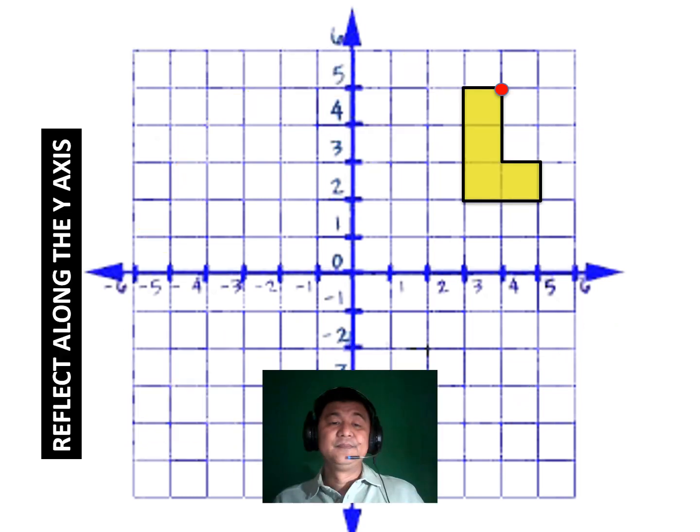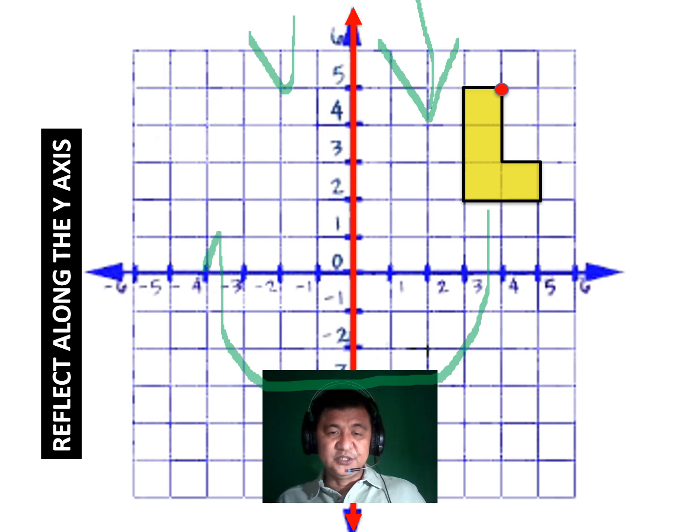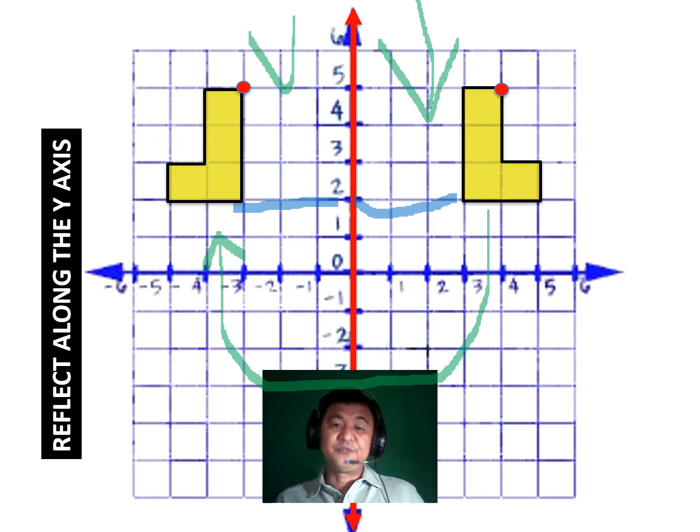Remember that. Now we're going to do a reflection along the y-axis. What is the y-axis? Y-axis is the vertical line. Vertical line. When you say vertical, right? Imagine that's the arrowhead. See, it goes down or it goes up. Okay, so this letter L will be transported on the other side. How will it look like? Check it out. See?